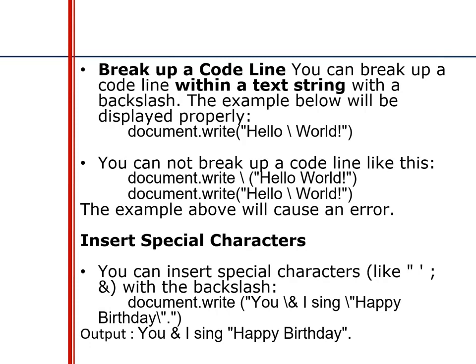Breaking up code lines: whenever we need to break up any code, we mention it within the text string using a backslash. Whenever you run a program, you mention the backslash inside here, so you will see the output result. While inserting a special character, you use an ampersand, inverted quotes, slash, and backslash. These are all strings we have to use, and the output should look something like this one.